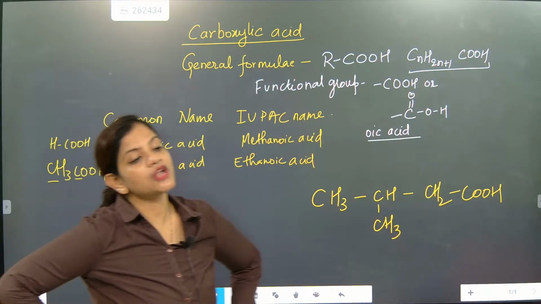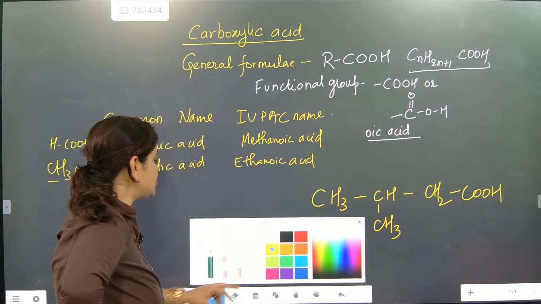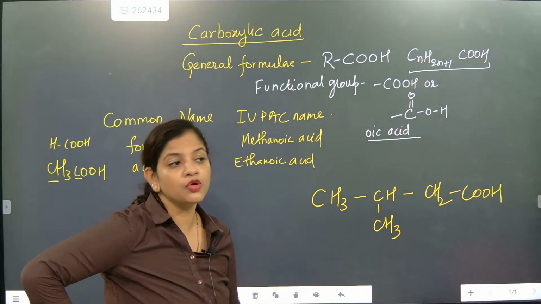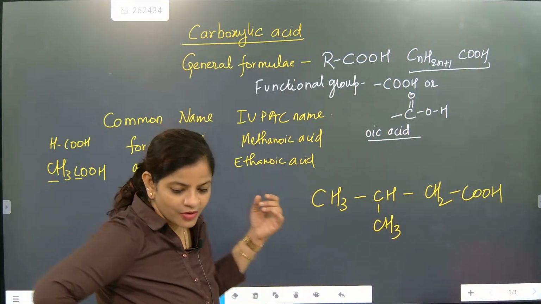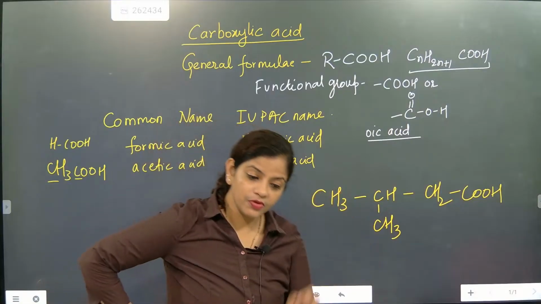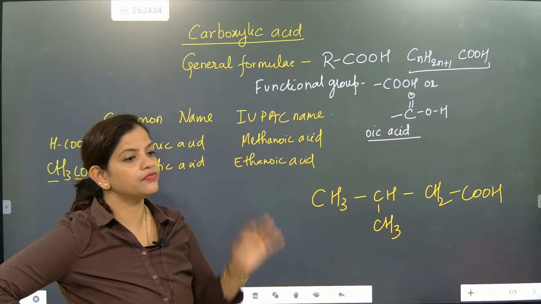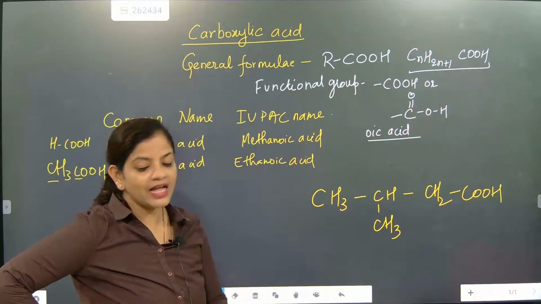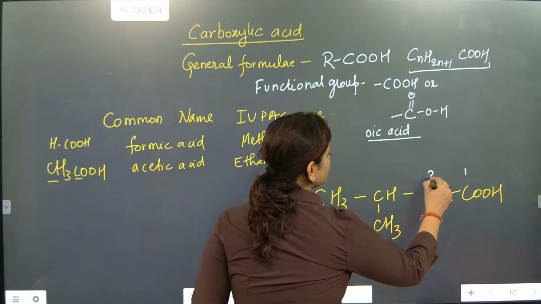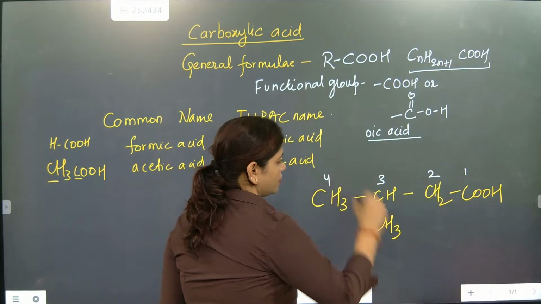From where are we going to start numbering? Ashish, where are we going to start numbering? From where the functional group is. That is what I discussed a few minutes before. You start from the place where the functional group is; that will be taken as the first priority. So here 1, 2, 3, 4.